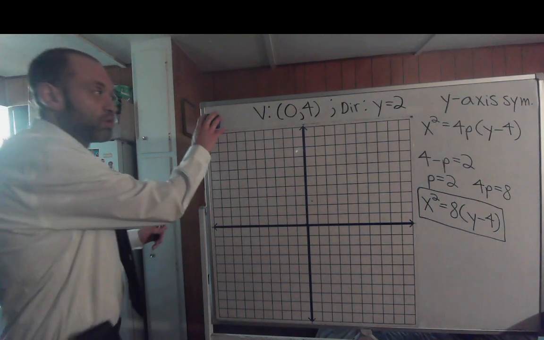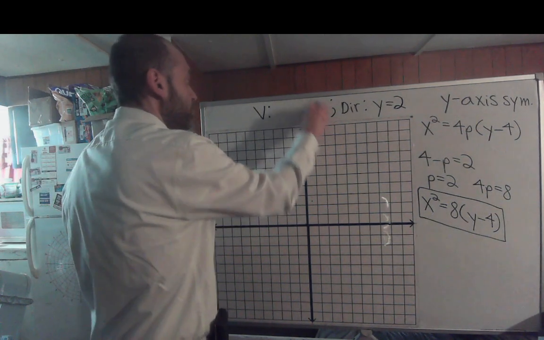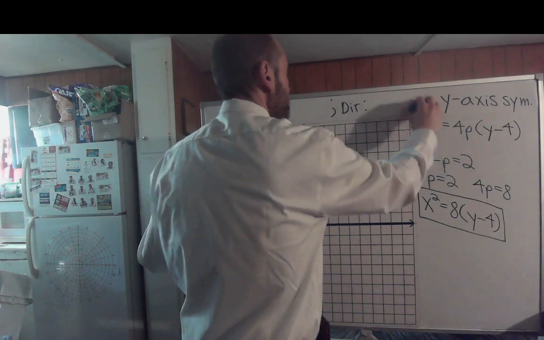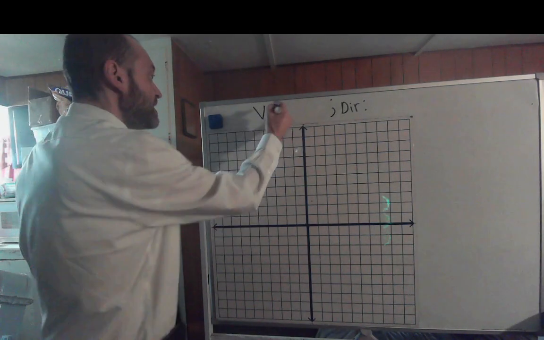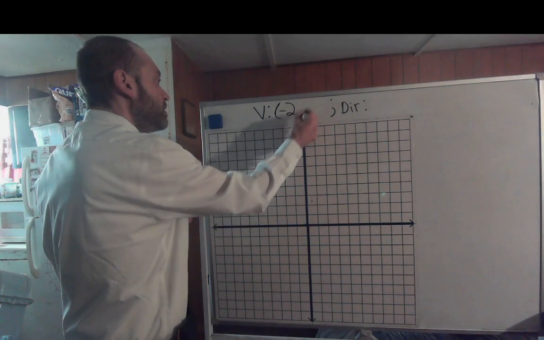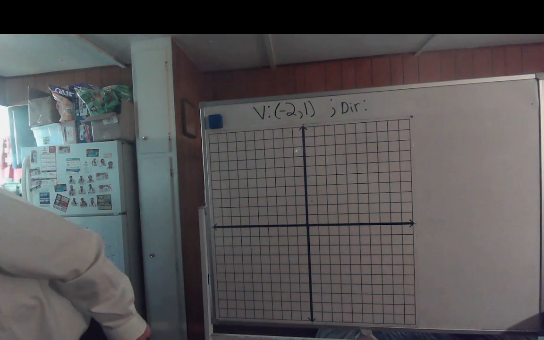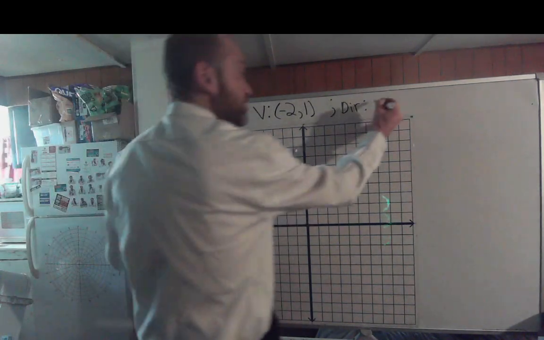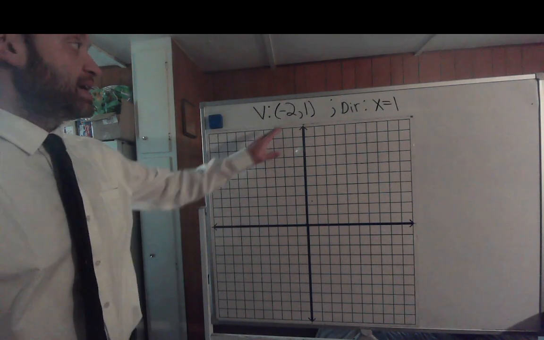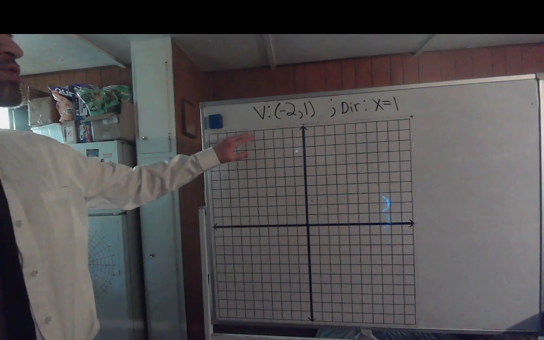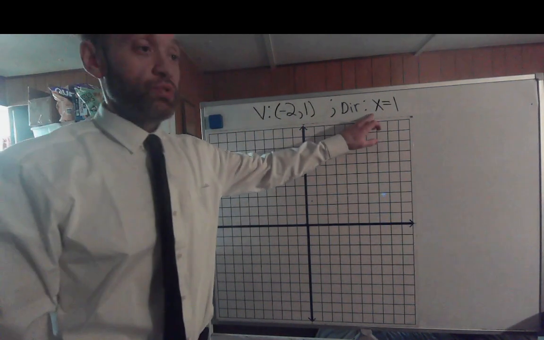Now let's do one more with the vertex and the directrix, then we're going to change it again. Alright, so the vertex is found at (-2, 1). The directrix is x equals 1. So the vertex of this parabola is at (-2, 1). The directrix is going to be at x equals 1.